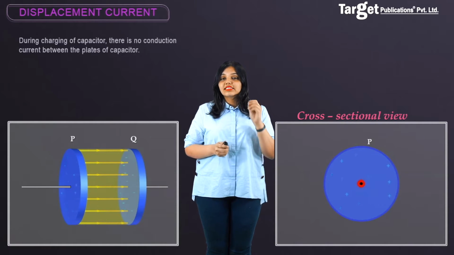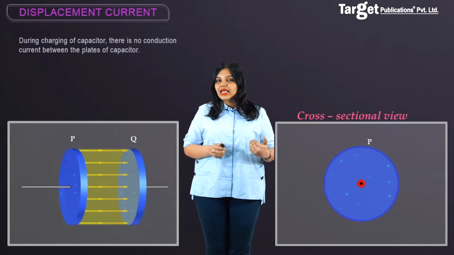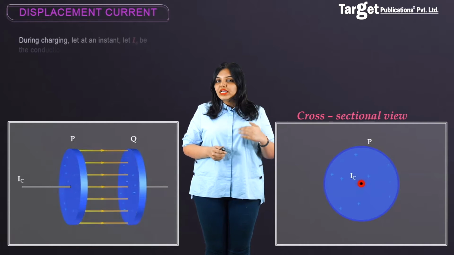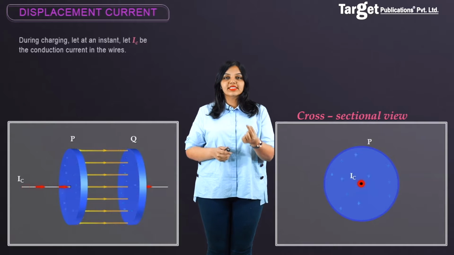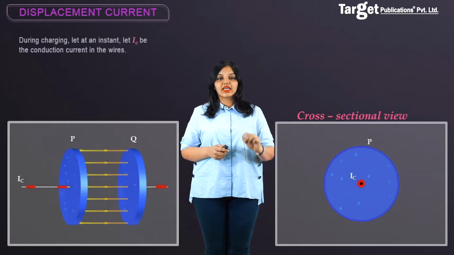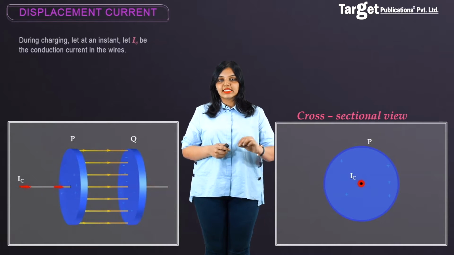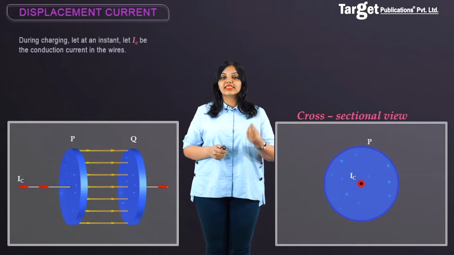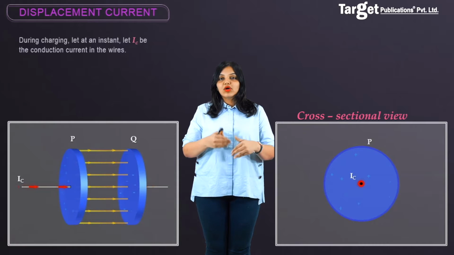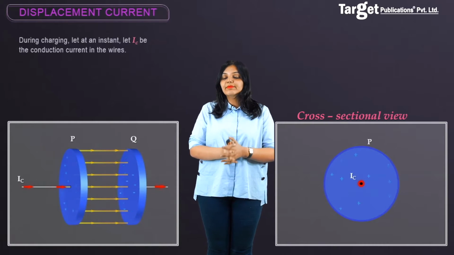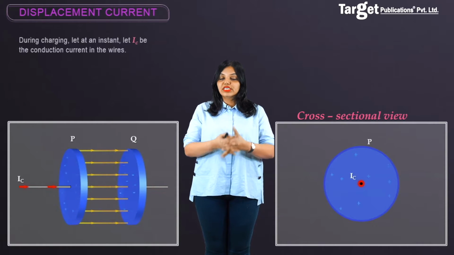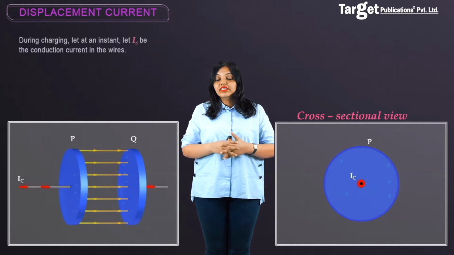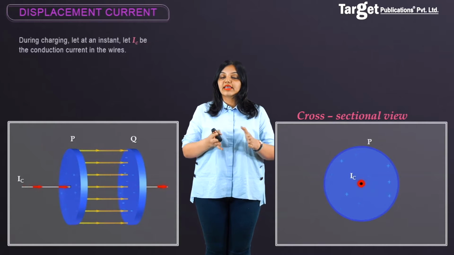Let us see at some instant what is happening while the capacitor is charging. So during the time of charging, let us look at one instant of time when the conduction current is denoted by IC. At this point, the conduction current is IC and has some value. Now, because of conduction current, there will obviously be a magnetic field created in the region around the wire. We already know this, that currents produce magnetic fields.